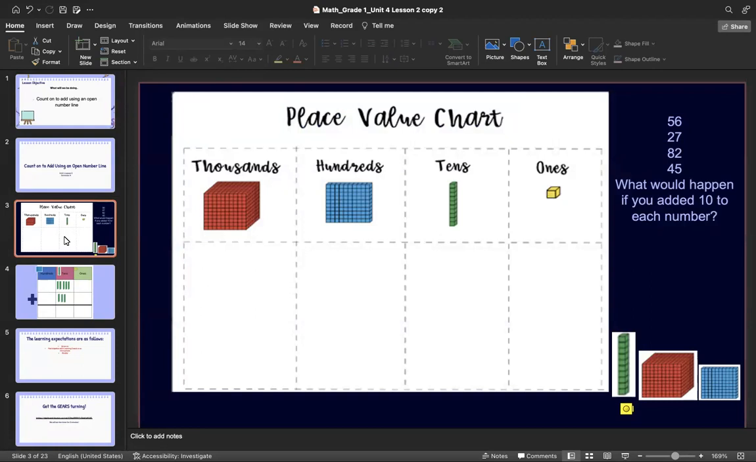After you've done all four of these, you need to go back around and do them maybe as you go along. So if you do 56, then after you figure out 56 in your tens and ones chart, I want you to add 10 more to that. So add another 10 stick.